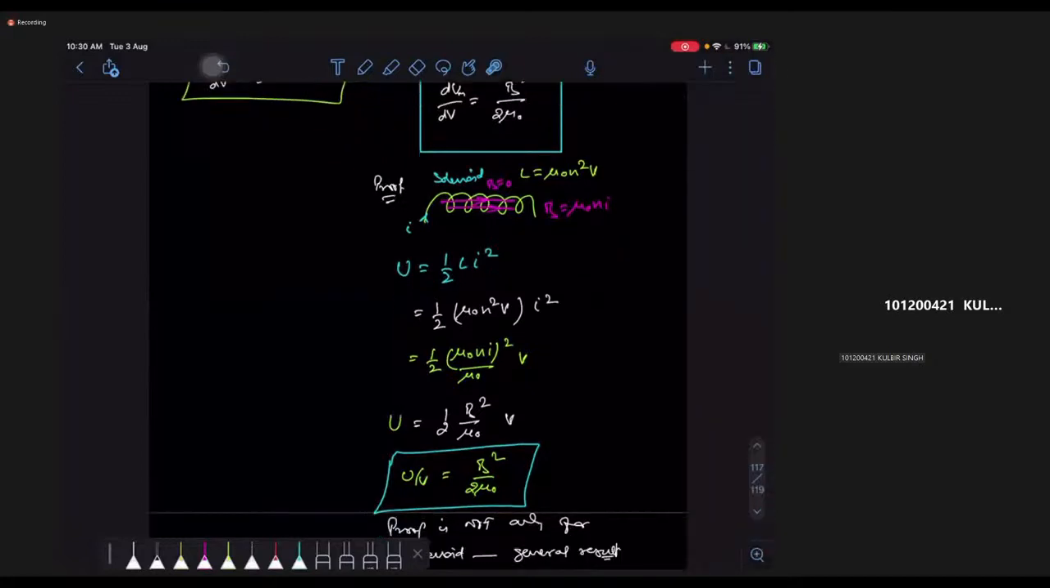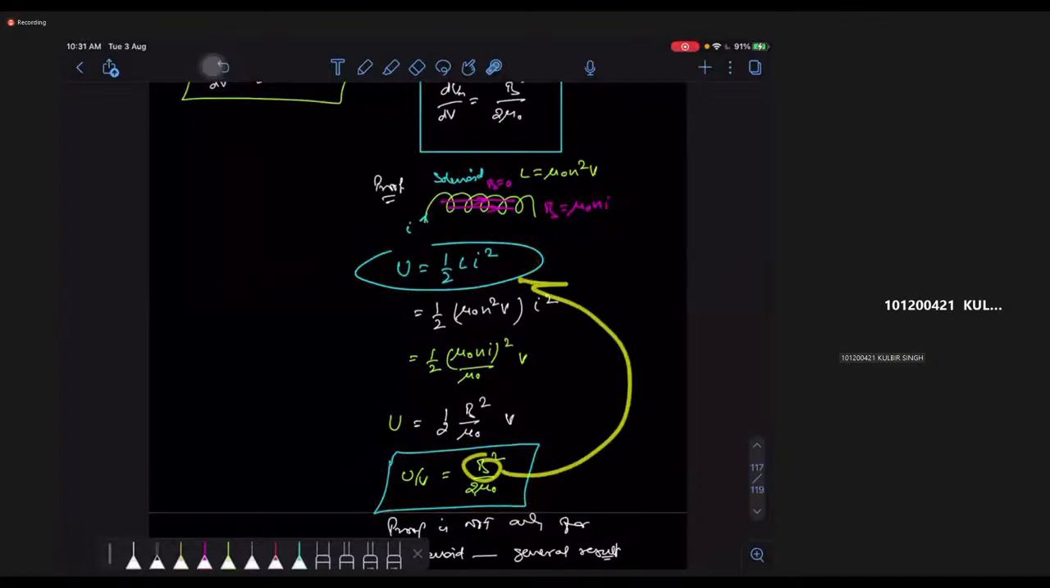Now here, one thing you can understand is, this is my first expression. This is my inductor energy. This is my current energy. And here is the magnetic field energy. So that is my energy in terms of current, and that is my energy in terms of magnetic fields.